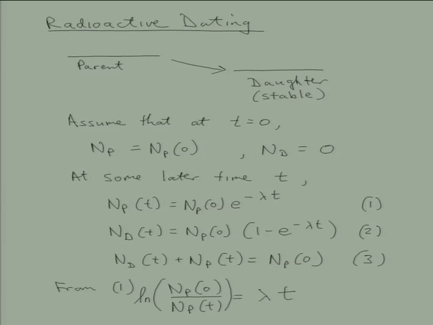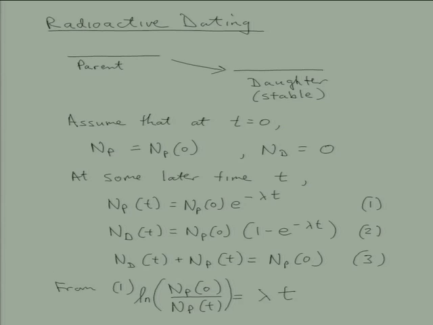Well, the parent decays away with the exponential decay law. So its number, NP of T, is the number of parent atoms that were there at T equals 0 times e to the minus lambda T. And I don't have lambda 1s and lambda 2s here because in this situation, the only thing radioactive is the parent. So there's only one lambda in the problem.